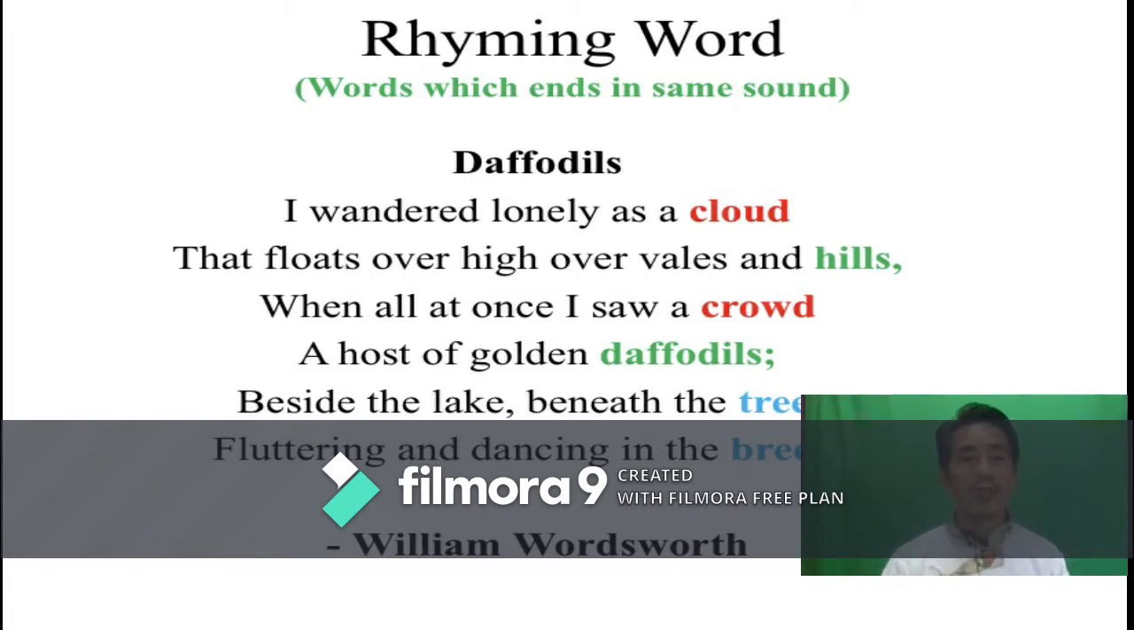Okay, so this is a short poem. If you look at the words which are colored, cloud and crowd are rhyming words. Hills and daffodils, rhyming words. Trees and breeze, rhyming words. Now these are called rhyming words. Let us take another example.